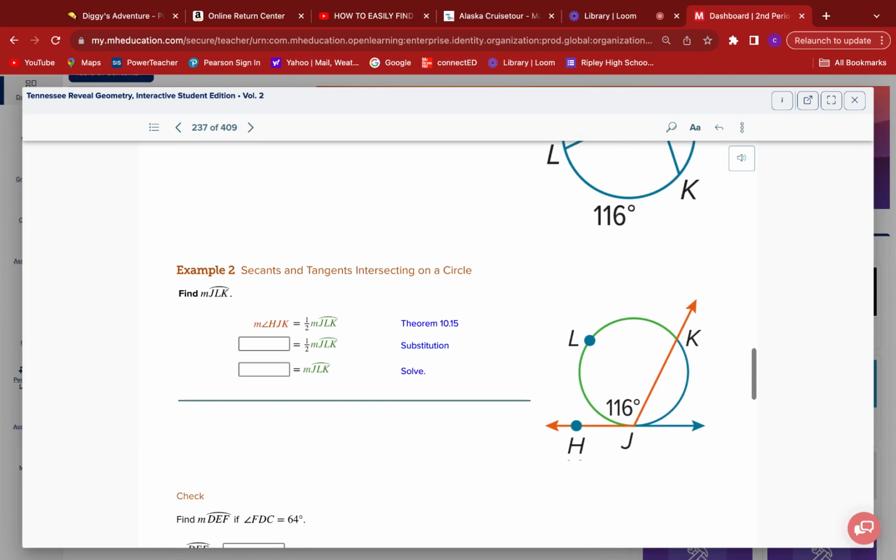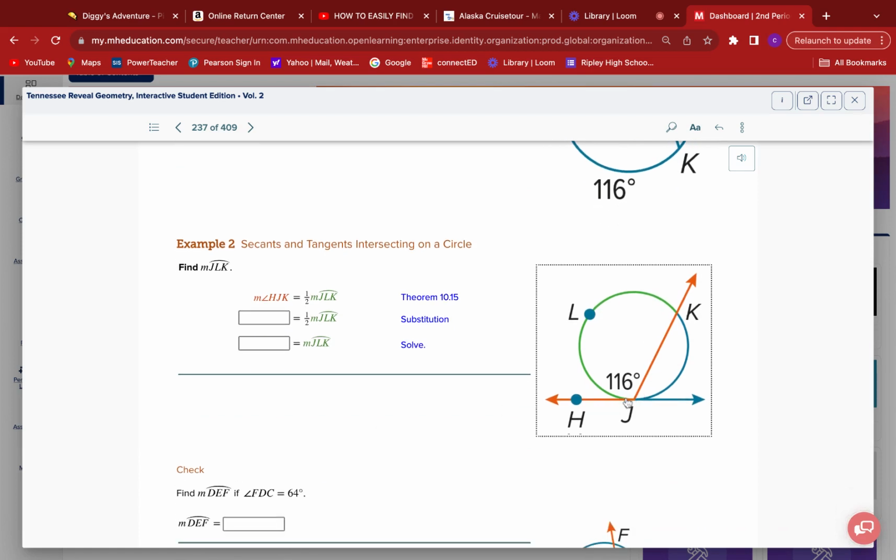All right, example number 2. This is a secant. This is a tangent intersecting on the circle. Well, guys, what that means is you have an inscribed angle. And they actually gave us the inscribed angle. We are looking for its arc. We learned in the last lesson that an inscribed angle is half of its arc. So if they gave you the angle, we're going to double it to find the arc. So I need to take 116 multiplied times 2, and that's going to give me 232.